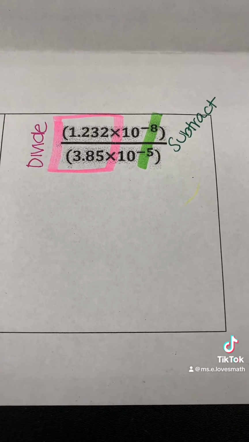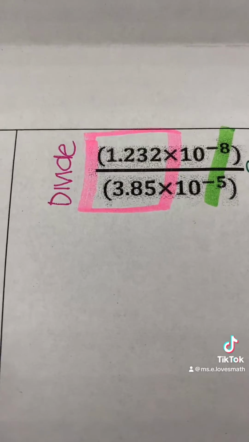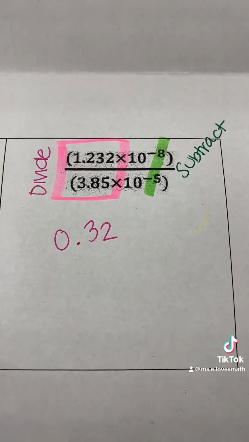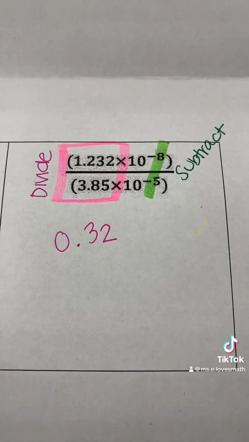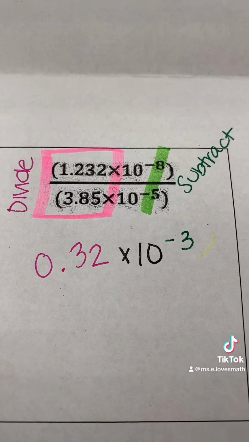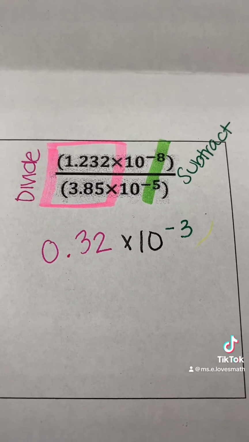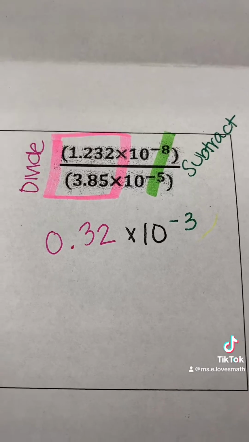Here's our second example. I've already color-coded it and ready to go. The first step is to divide. We have divided. Now it's time to subtract the exponents. -8 minus -5 is -3. Our last step is to check to see if this is in scientific notation.